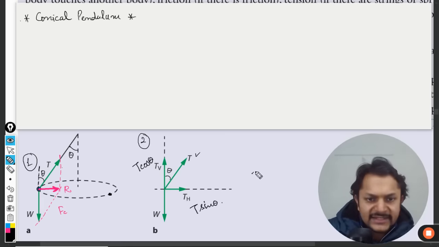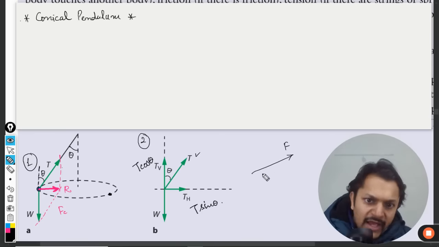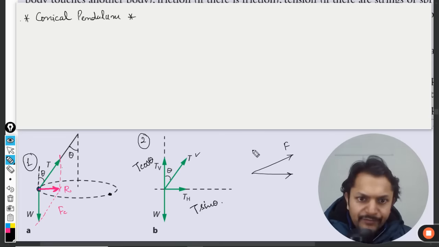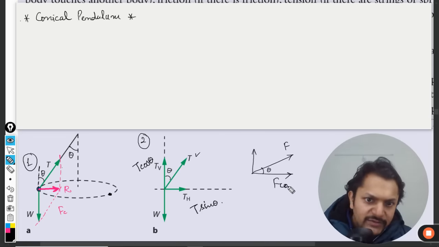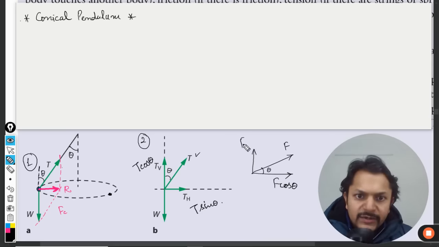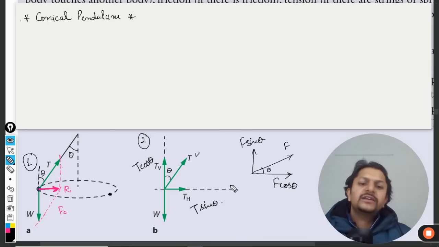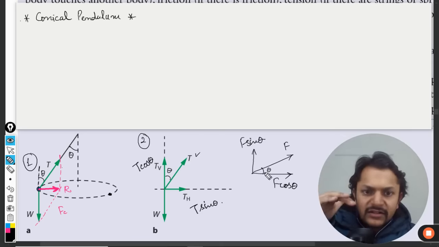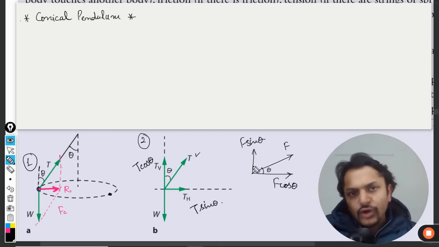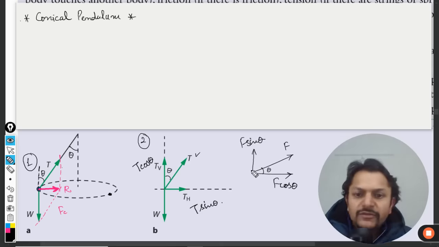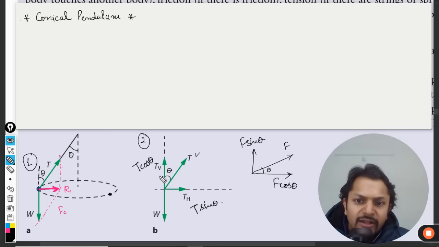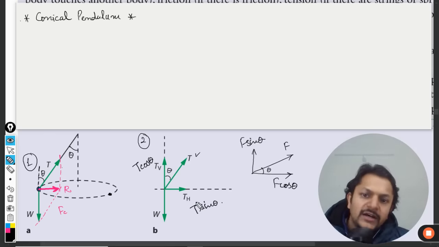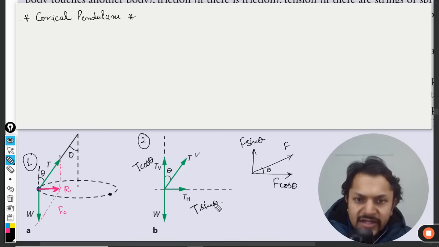Let us say this is a force F, and it is going like this. These are the two components. This is theta, so this becomes F cos theta, and this becomes F sin theta. Clear? These are two components. The side which is touching the angle is cos, and the side which is not touching the angle is sin. So you have to remember accordingly. The side along theta is cos theta, and the side beyond theta is T sin theta.